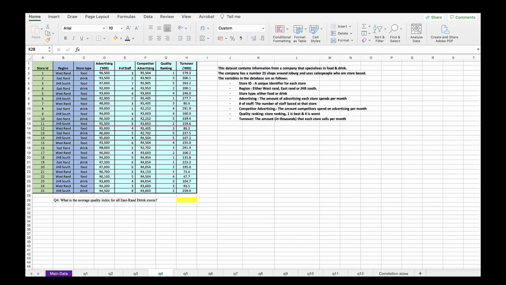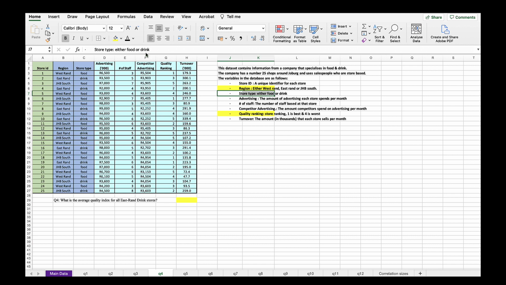Question 4 says, what is the average quality index for all East Rand drink stores? Here we're having a look at this and saying, what is the quality index? Where do we look at that? We're looking at the quality rating. So I'm going to highlight quality rating. Quality index for East Rand. So we're looking at the region of the East Rand. And then we're looking for drink stores only. So it's the store type.